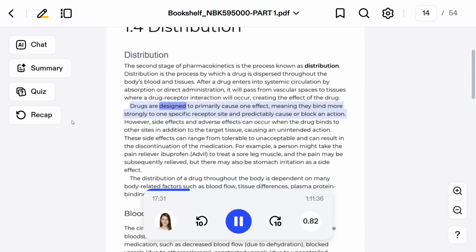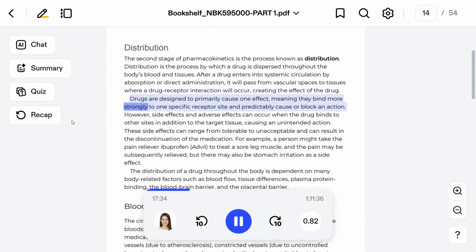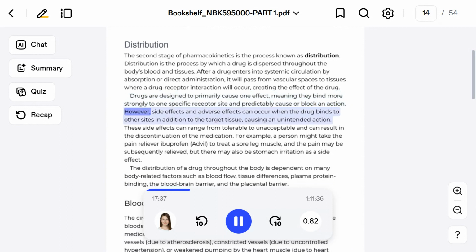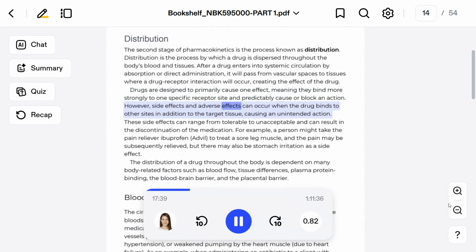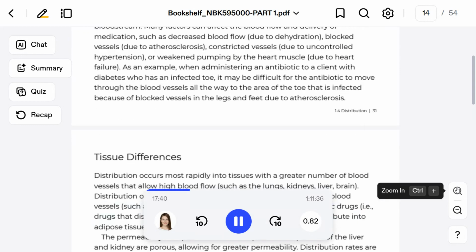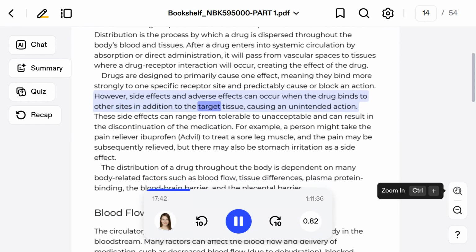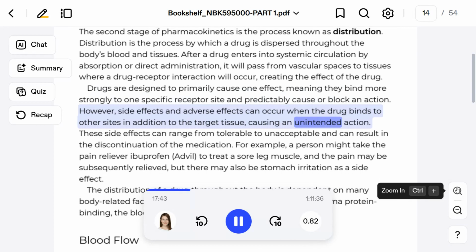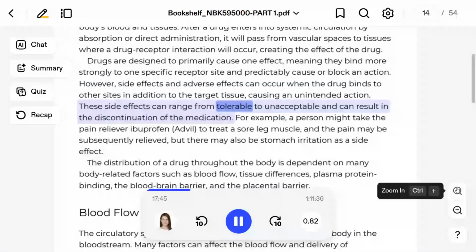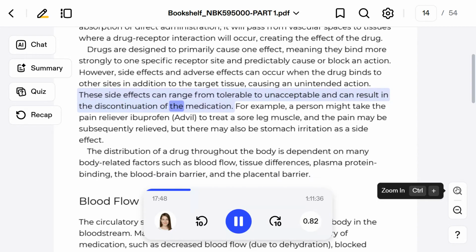Drugs are designed to primarily cause one effect, meaning they bind more strongly to one specific receptor site and predictably cause or block an action. However, side effects and adverse effects can occur when the drug binds to other sites in addition to the target tissue, causing an unintended action. These side effects can range from tolerable to unacceptable, and can result in the discontinuation of the medication.